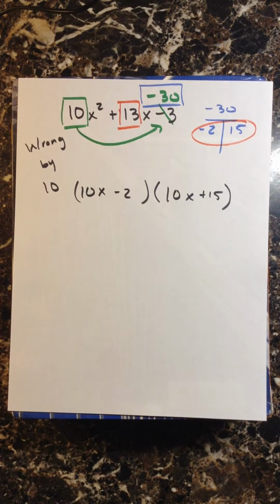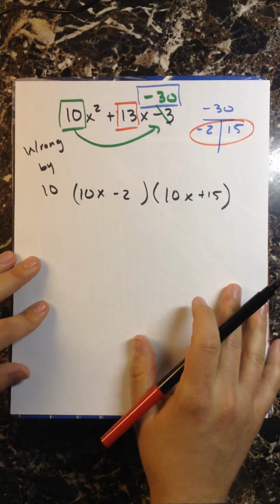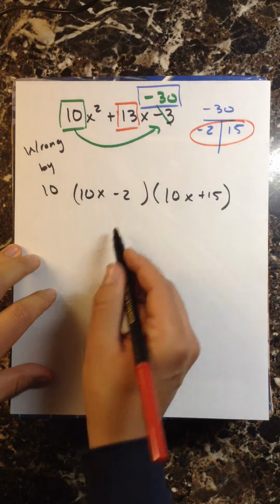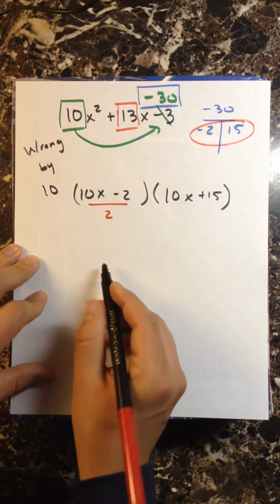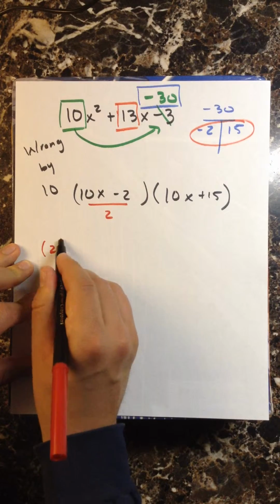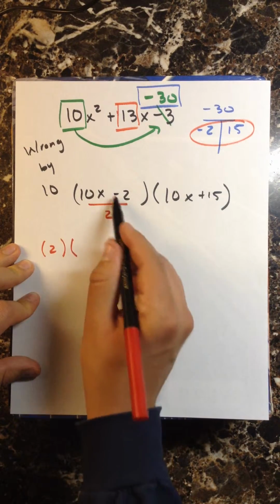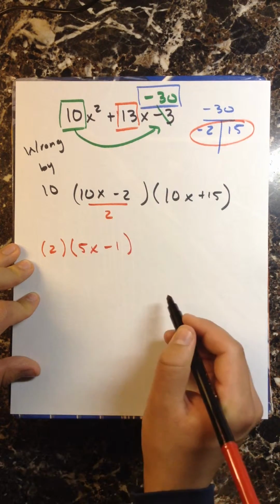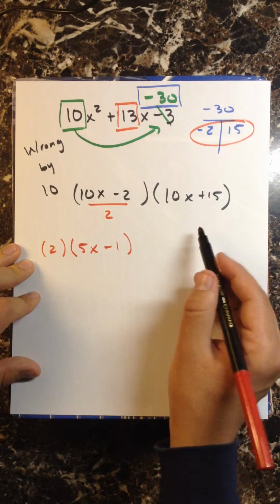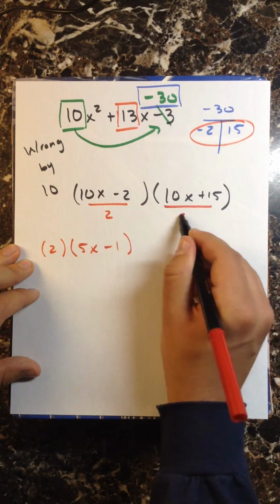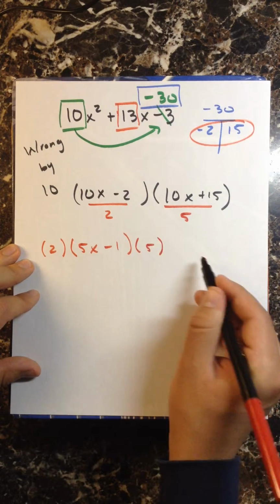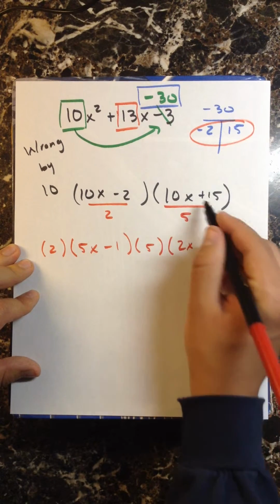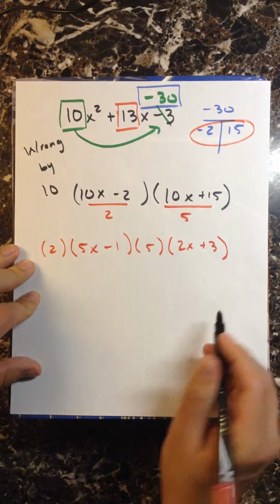And we'll go back to the same game we played before of trying to remove a common term from each linear factor. Now this guy here, we have a 10x and a negative 2, so an easy common term there is 2. So we'll divide that out and go that we have 2 times whatever's left. So 10x divided by 2 is 5x, and negative 2 divided by 2 is a negative 1. And then over here we'll do the exact same thing, and we'll go, okay, so these are both divisible by 5. So we'll keep a 5 here, and then we'll divide out what we have left. So 10x divided by 5 is 2x, and 15 divided by 5 is 3.